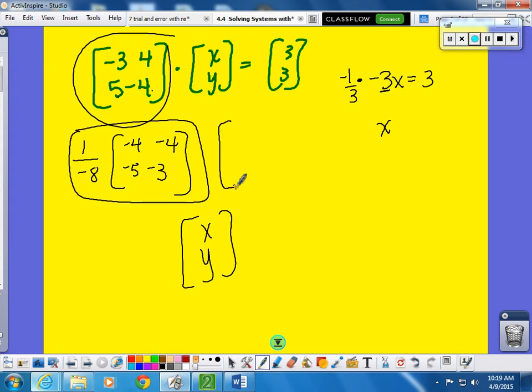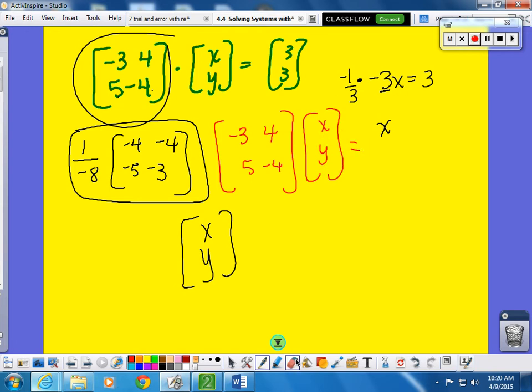If I multiply, let me change colors here. Now this part is the original problem. This is the original problem. If I multiply this matrix, if I multiply this matrix times its inverse, what will I get? What did I get before? 1, 0, 0, 1. Do I really have to show you that, or do you believe me? Didn't we do it before? Every time you multiply a matrix times its inverse, you get that. Okay?